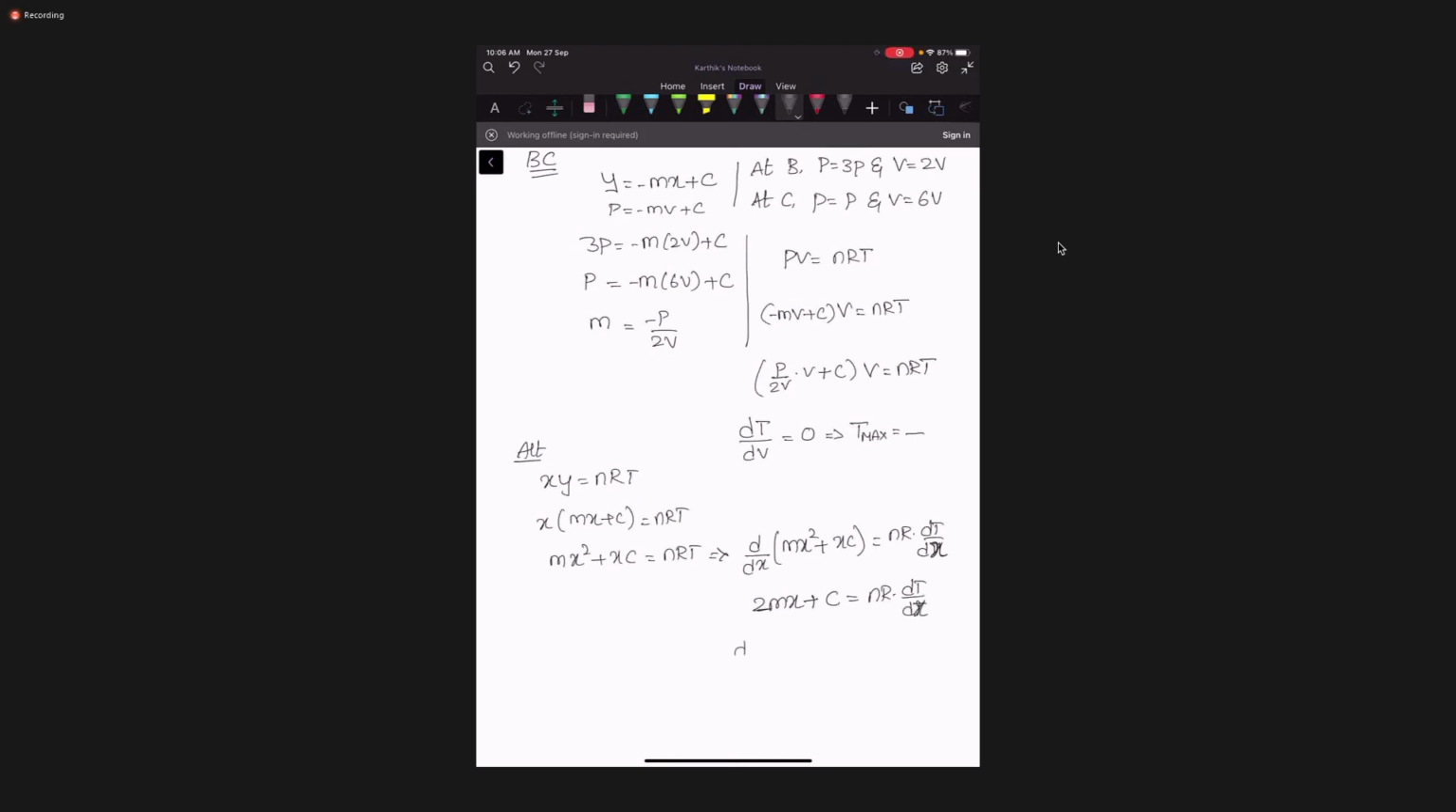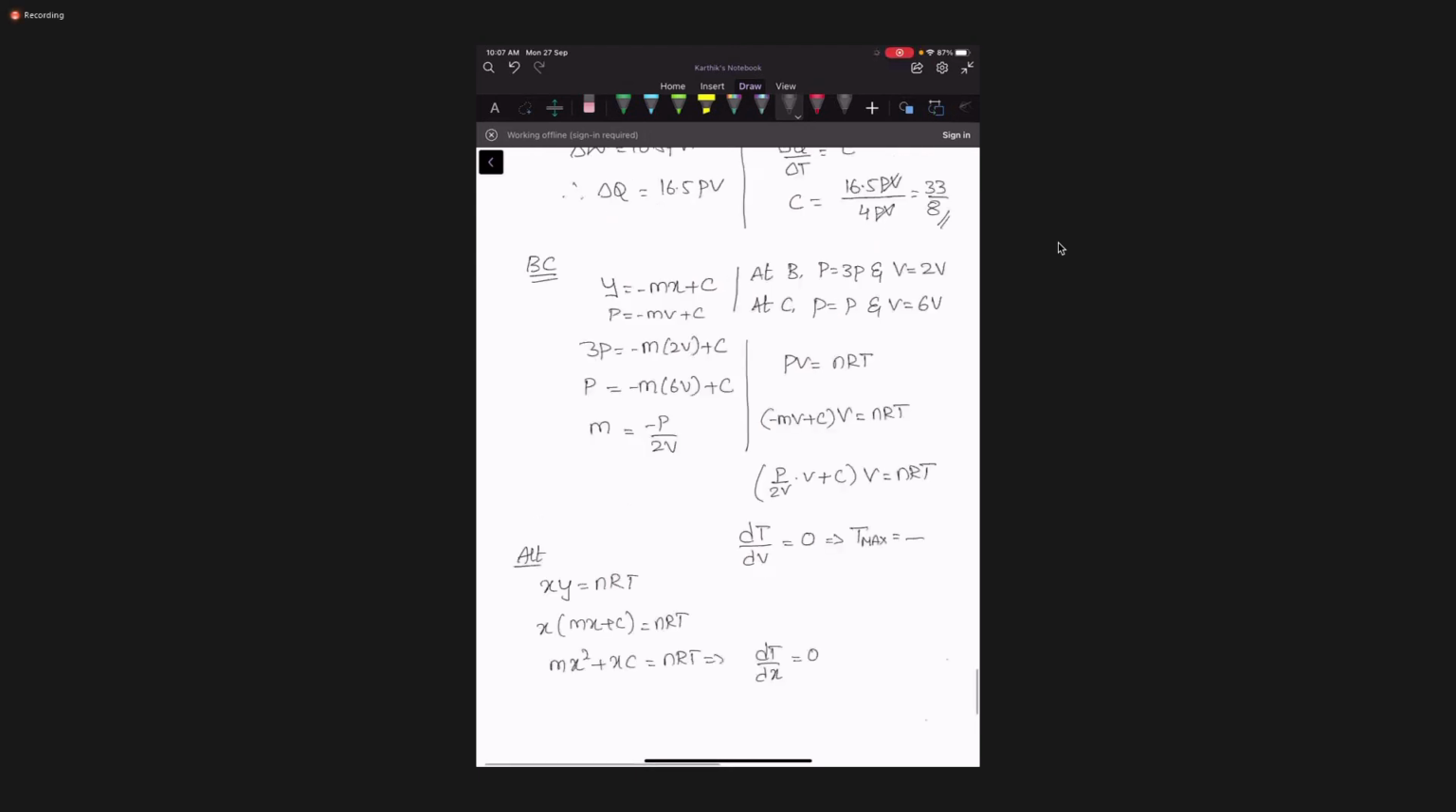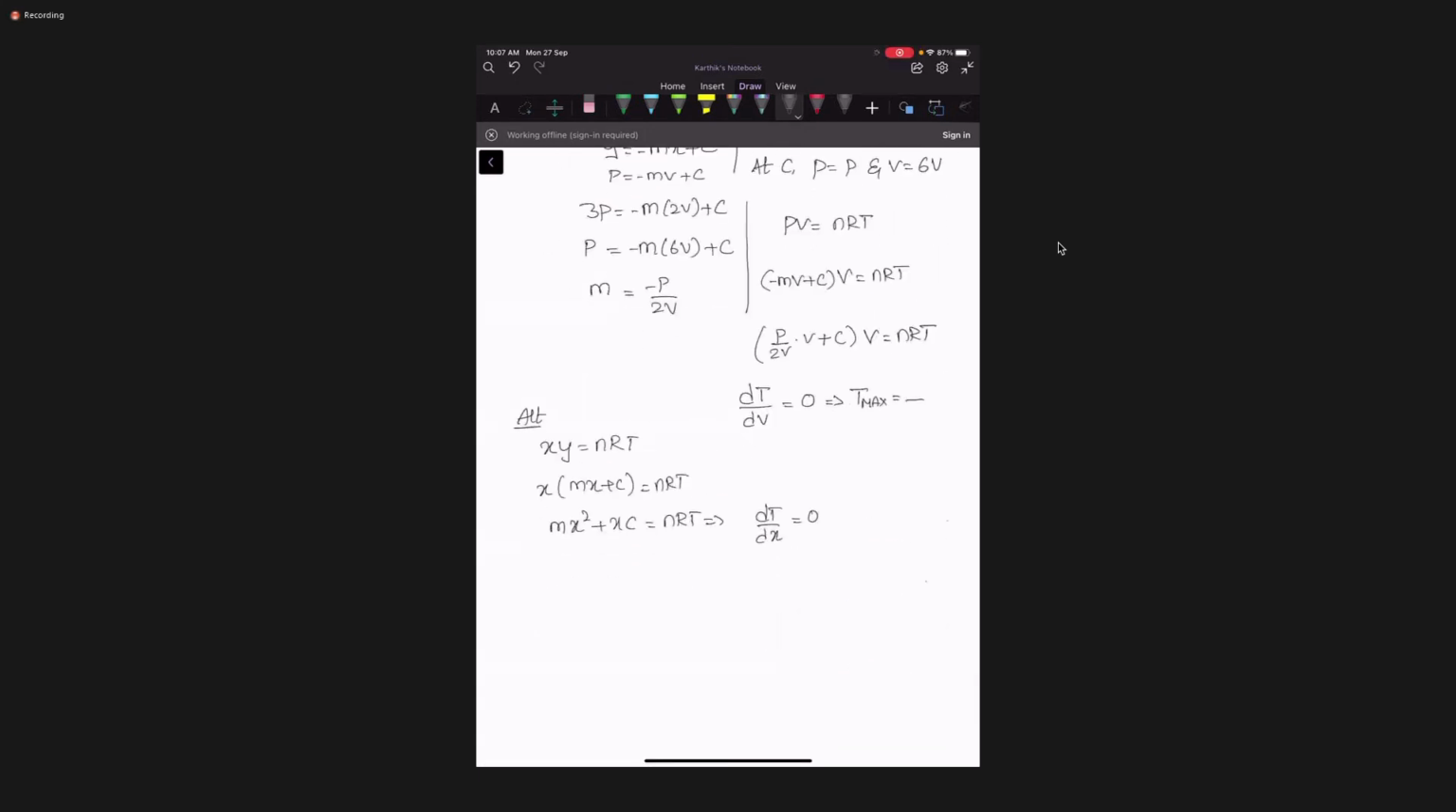And again, what is this? dT by dx is 2mx plus c. So do all these things, you will get it. Clear? From here, get your dT divided by dx equated to 0. You'll get in terms of x. X is nothing but volume, right? So this is a quadratic equation in terms of x, so we can solve it like that. X is equal to minus b plus or minus root b square minus 4ac by 2a.